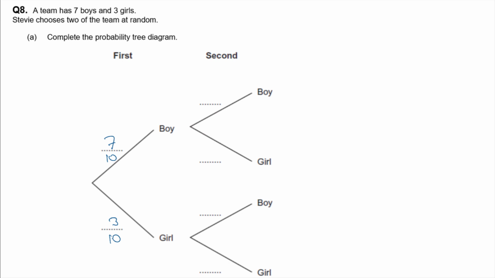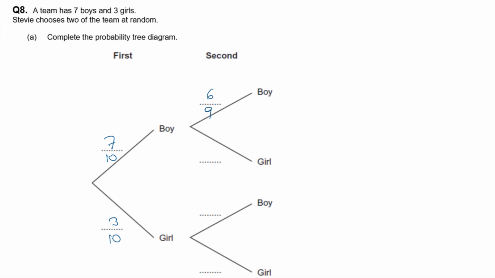Now for the second selection, I'm picking a team, so I'm not putting that first boy back into the group to select again. If he's in, isn't he? So whoever we picked at the first place isn't going to be in the pick for the second one. So if I picked a boy on the first selection, I've got 1 less boy to pick from on the second selection. I've got 6 boys, and I've got 1 less student to pick because I've already picked 1. So that's 6 out of 9.